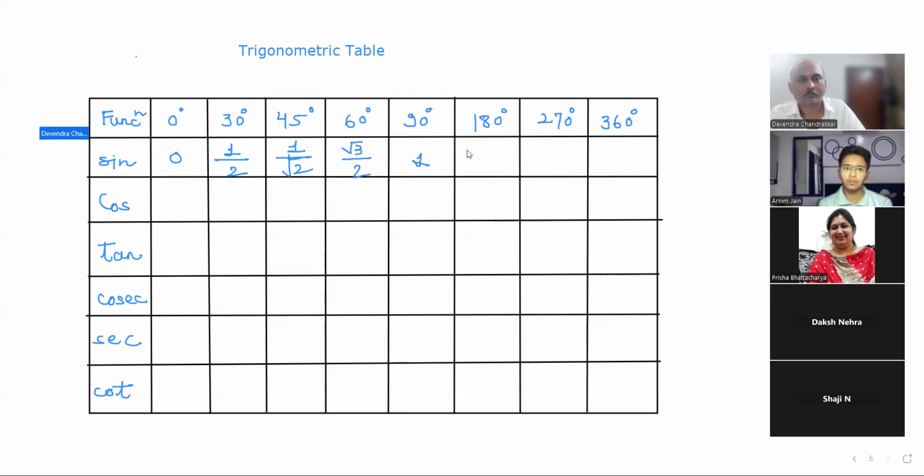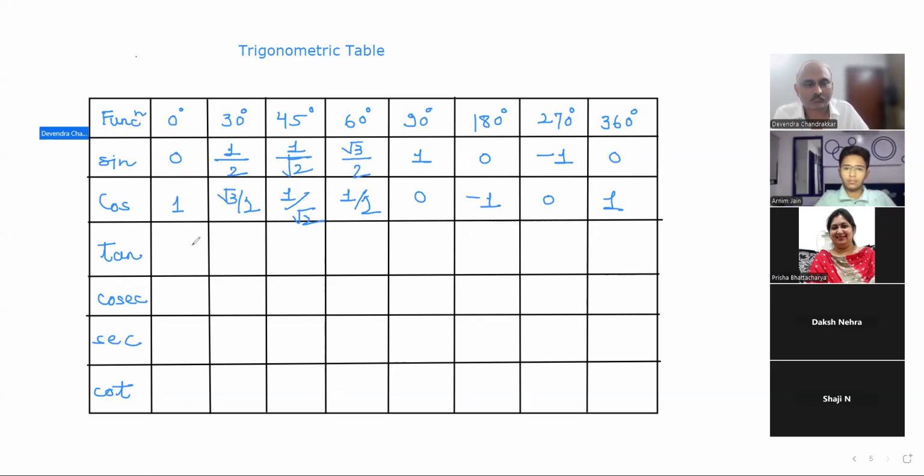Sine 180 is 0. Sine 270 is -1. Sine 360 is 0. Cos 0 is 1. Cos 30 is root 3 by 2. Cos 45 is 1 by root 2. Cos 60 is 1 by 2. Cos 90 is 0. Minus 1. This is 0. This is 1.